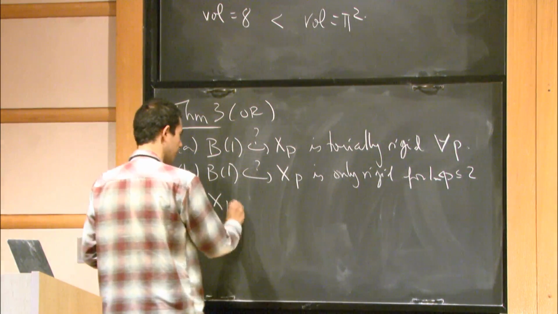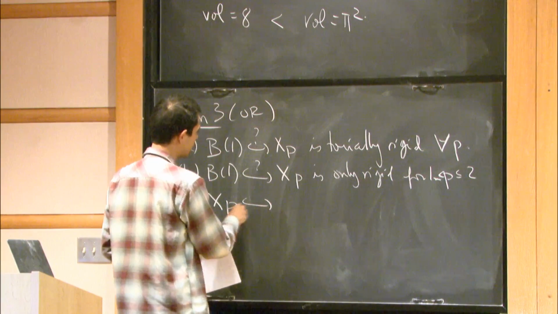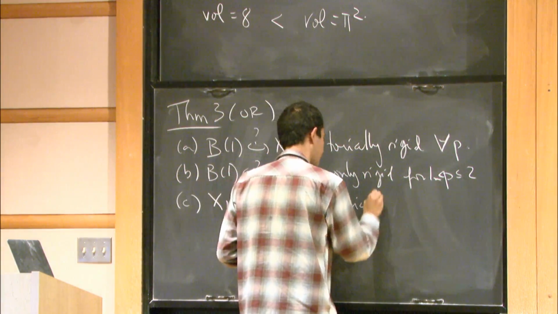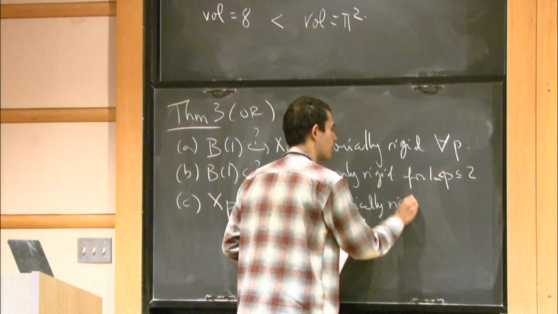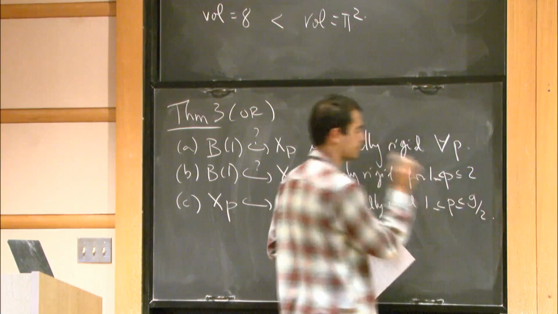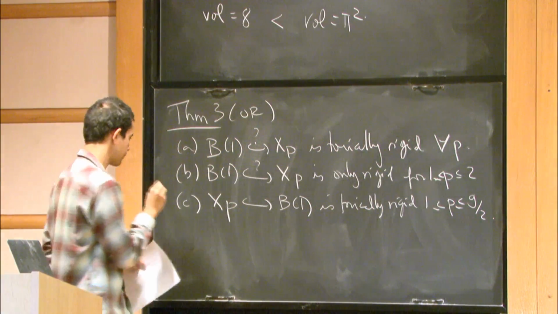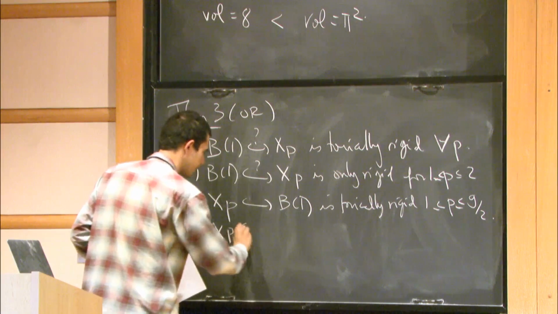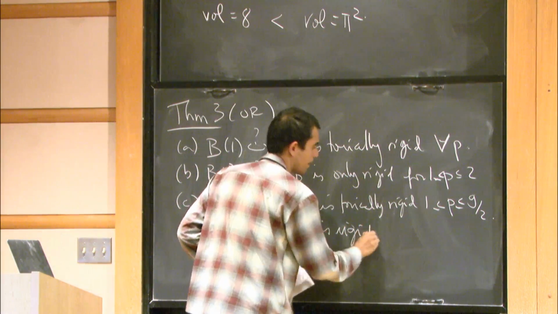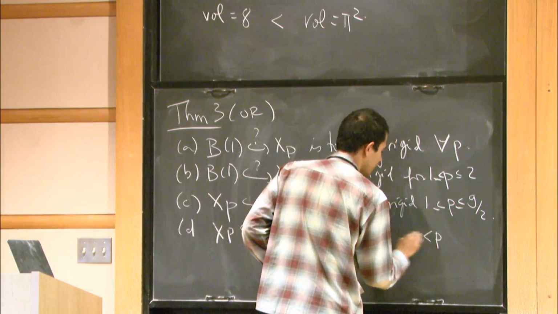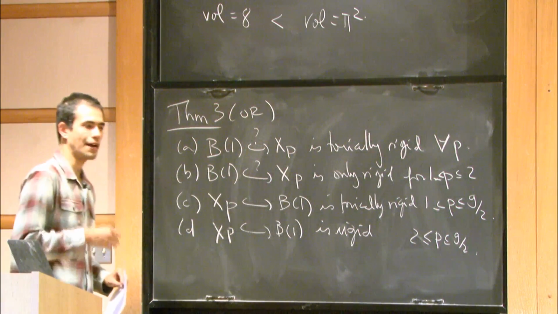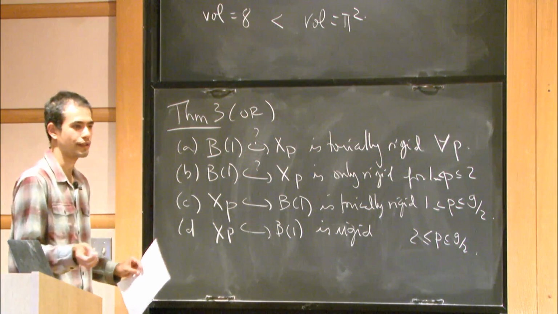And conversely, the embedding of XP into B is torically rigid only for P between 1 and 9/2. And it's fully rigid, so it's actually rigid, for P between 2 and 9/2. And for P above 9/2, it's non-rigid.